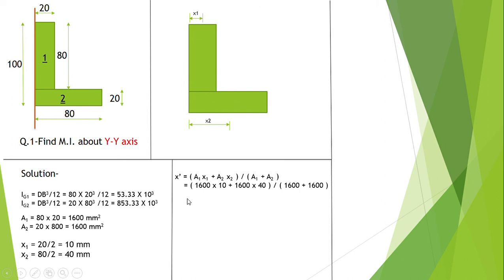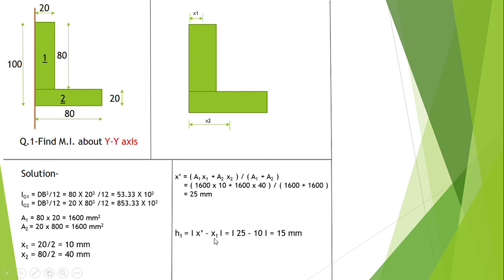In the same way as we calculated y bar, now we are going to calculate x bar. The formula will be a1 x1 plus a2 x2 divided by a1 plus a2. By putting in these values and calculating, we get the final answer of 25 mm. It means it is located somewhere here. It is 25 mm.